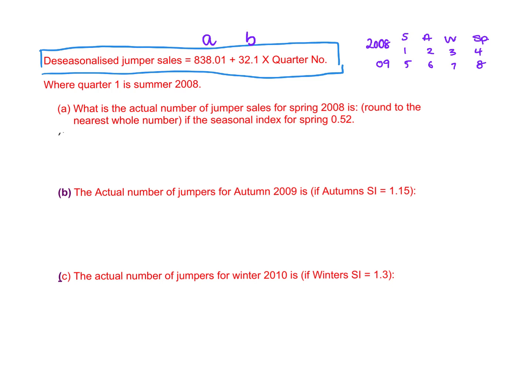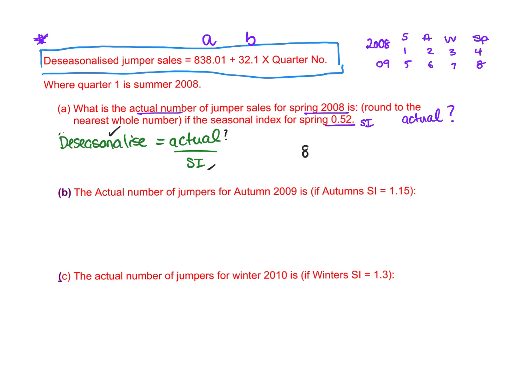So here it says, what is the actual number of jumper sales for spring 2008 if the seasonal index is 0.52. So they've given us this formula, and then they've given us the seasonal index, and the question is the actual. So how do we tie it all together? Well, we know our original deseasonalized formula is actual over seasonal index, okay? So if this is my question here, there must be a way to get this and this, and there is. We're going to use the formula to get the deseasonalized value.